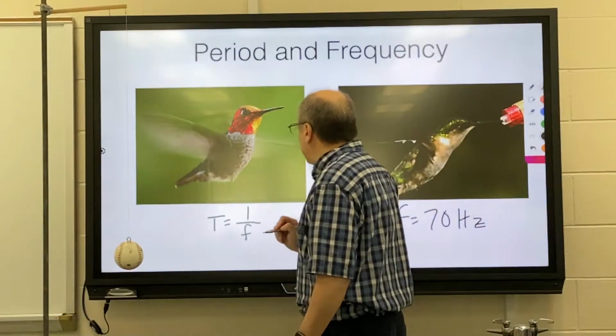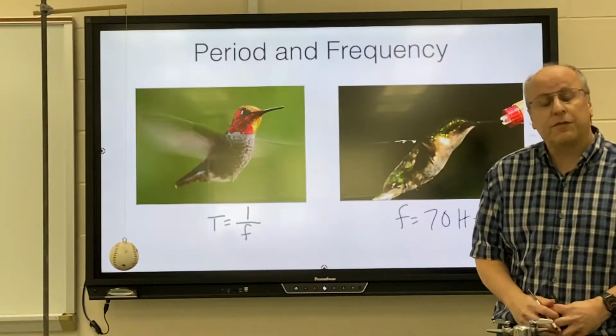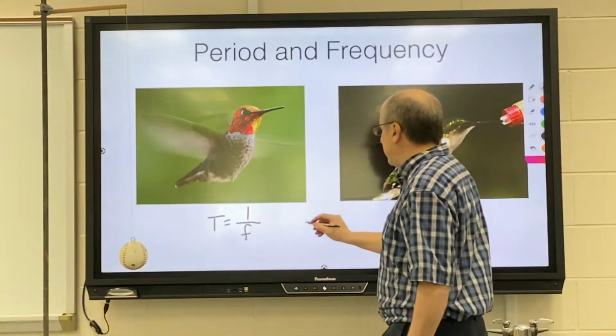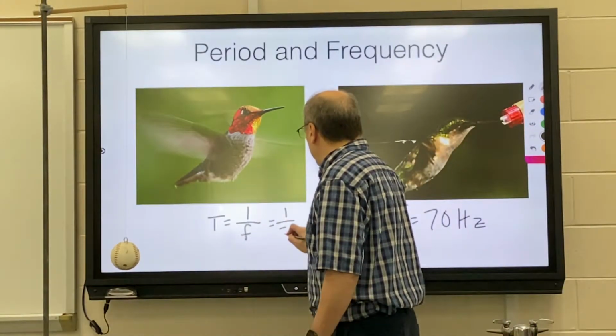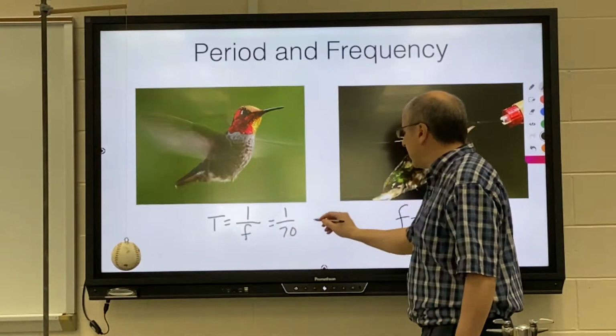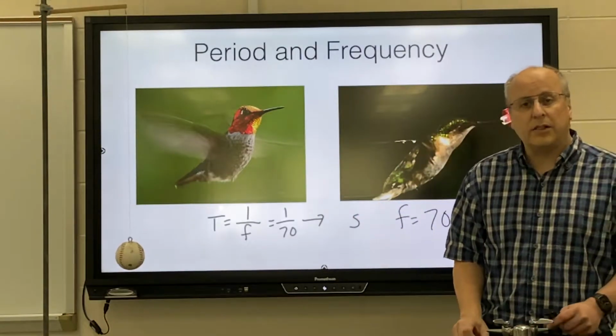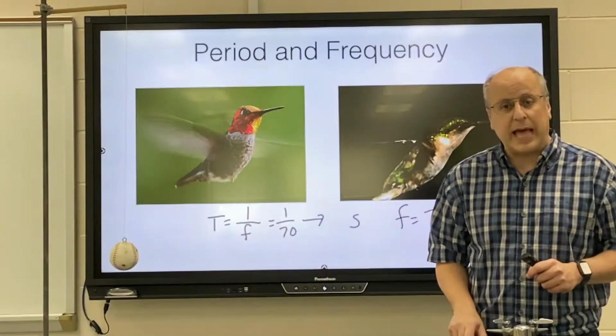Well, I mentioned it a moment ago that period and frequency are reciprocals of each other. So you would just take this frequency and find its reciprocal, turn it into a decimal, and that will tell us how long one beating of the wings actually takes.